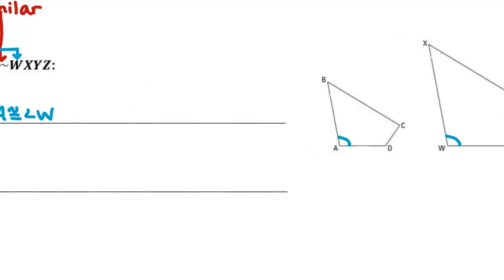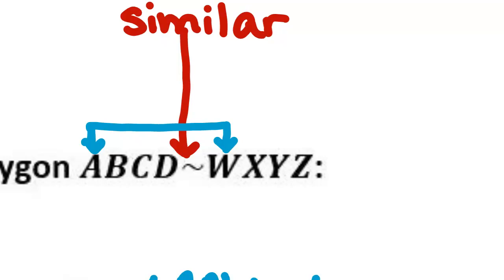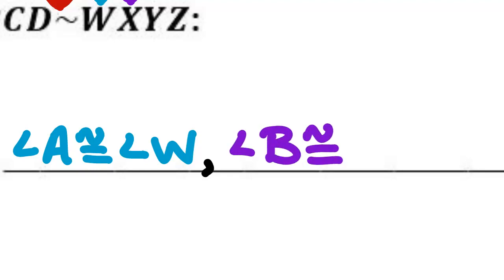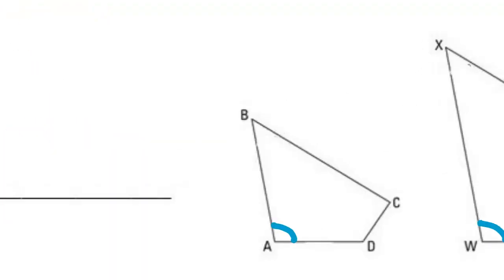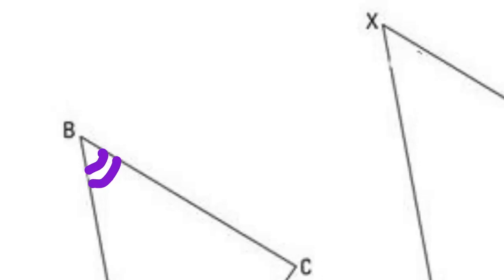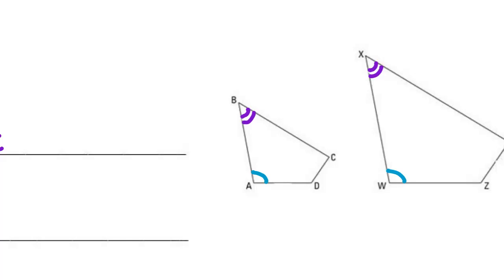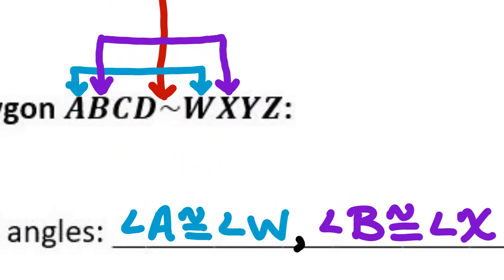That's going to be true for every letter in its position in this similarity statement. So B is the second letter here, and X is the second letter in this other name. So I know angle B is congruent to angle X. Can somebody give me another pair of angles that are corresponding and therefore congruent? Angle C and angle Y. Absolutely. Angle C and angle Y would have to be congruent to each other.